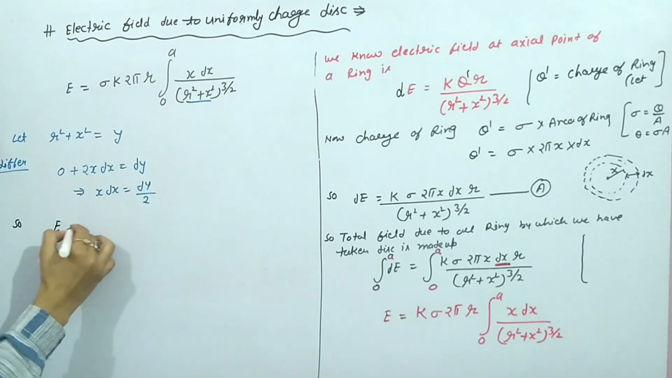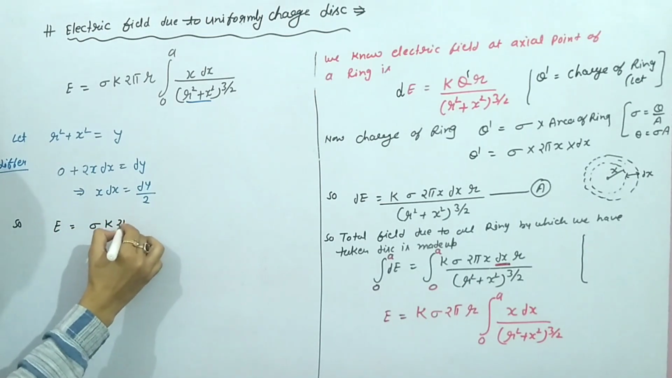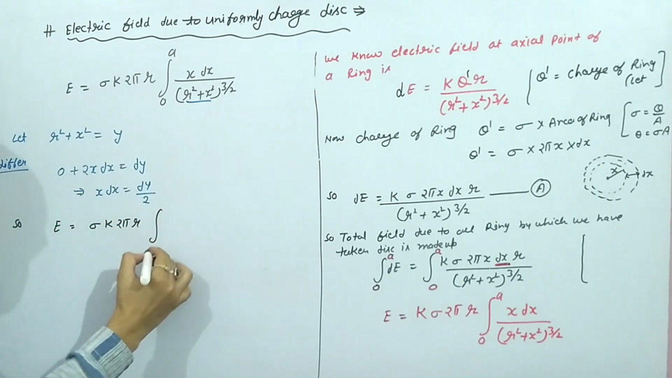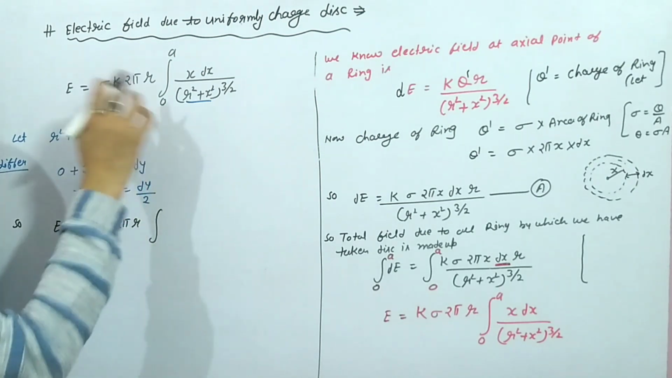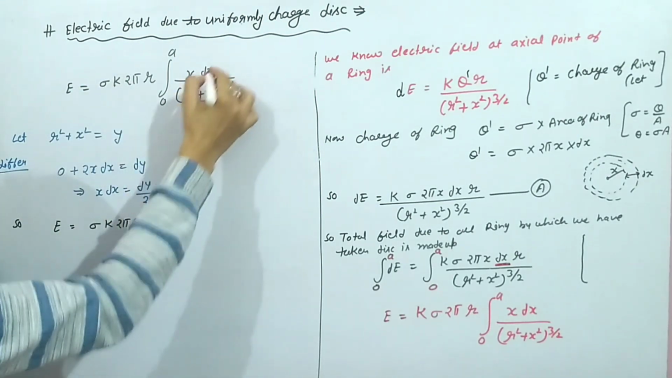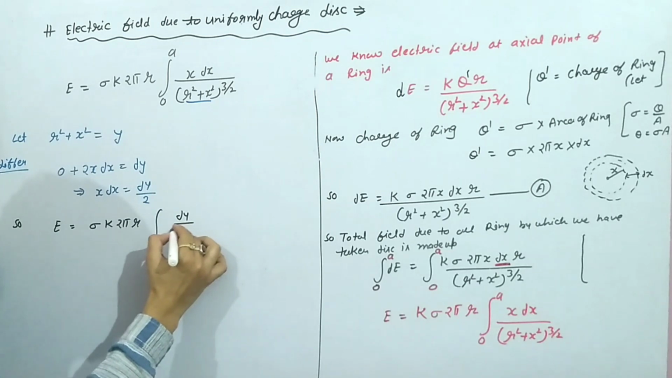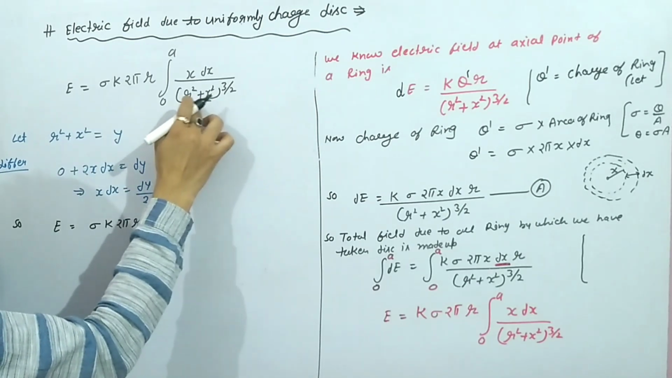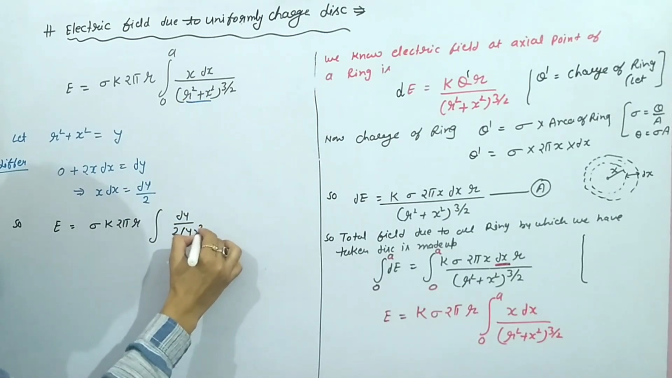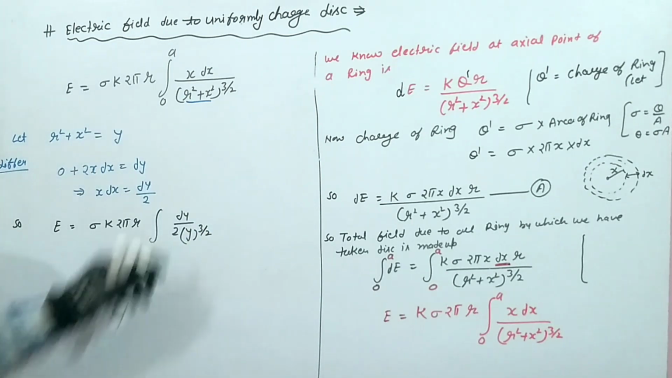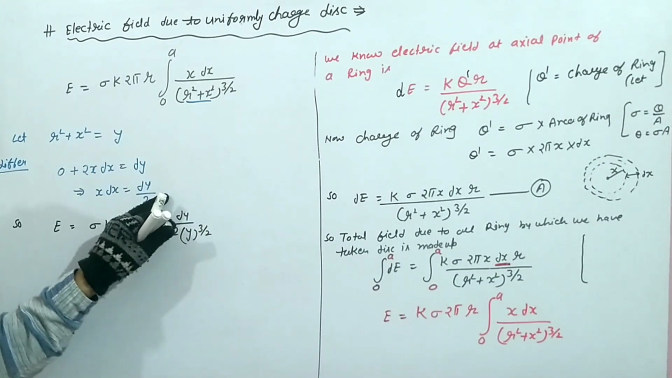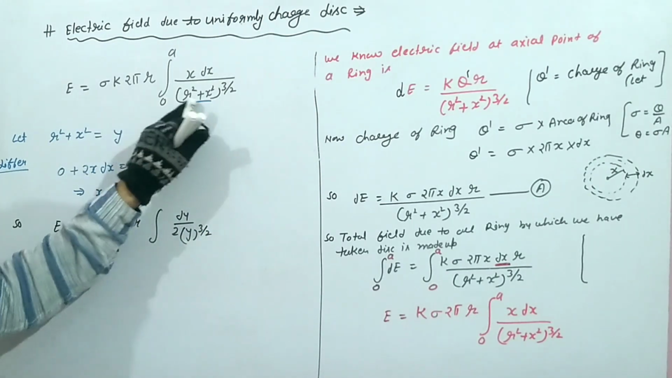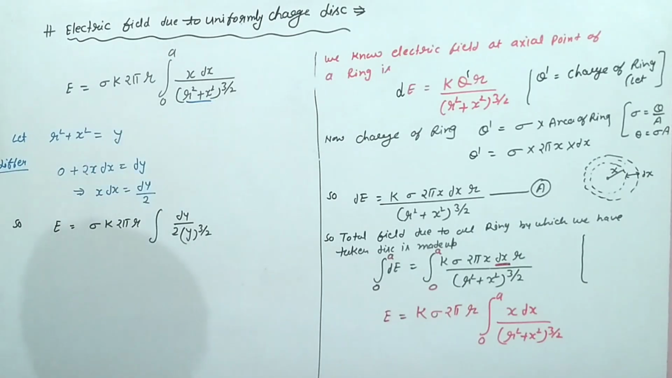So equal to sigma k 2 pi r integration. Now the variable will change. After that we will write dx upon dy upon 2. At the place of this is y to the power 3/2, and at the place of dx upon dt, dy by 2. At the place of this is y. So now this is the limit.